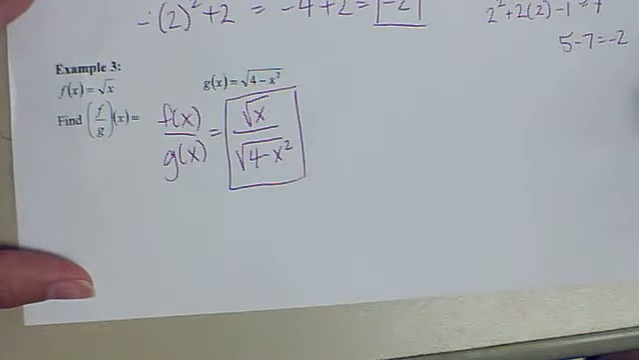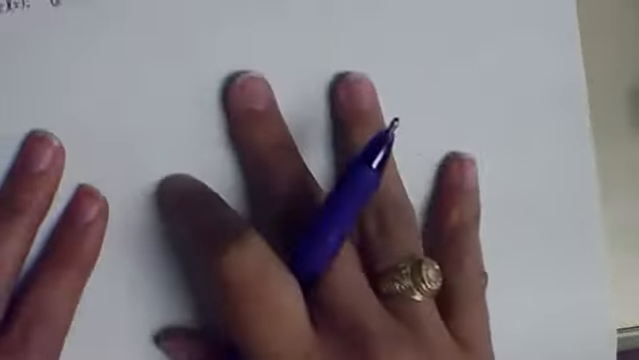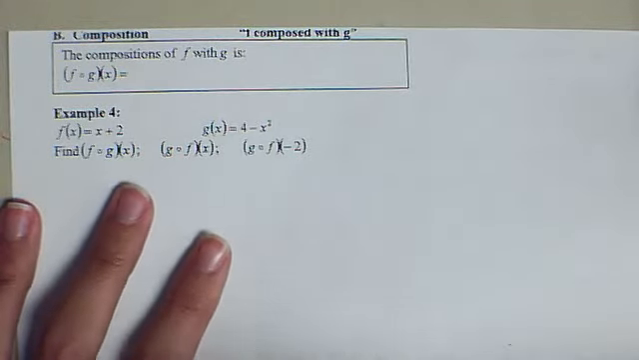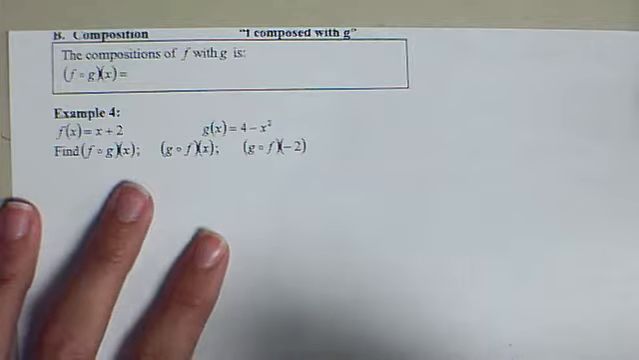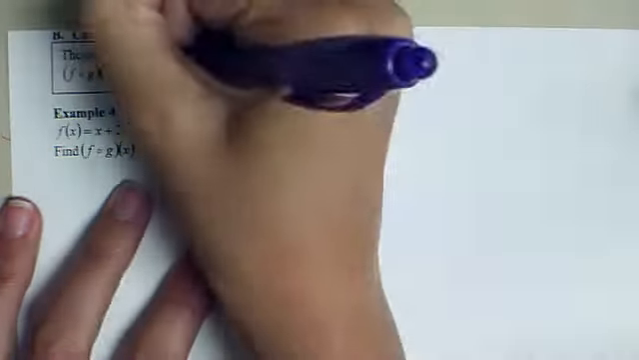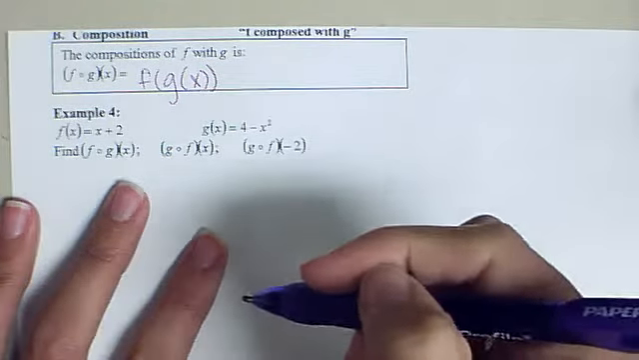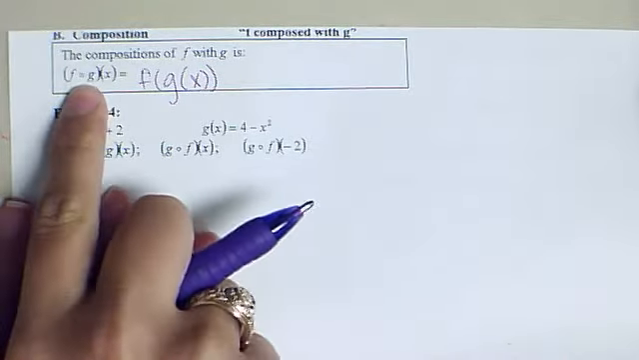There's nothing that can be reduced. On the flip side of your notes, we're talking about combinations, or compositions, excuse me. The composition of f with g is f of g of x. It can be rewritten as f of g of x, where x is nested within g and g of x is nested within f. You'll notice that this looks like the word fog.